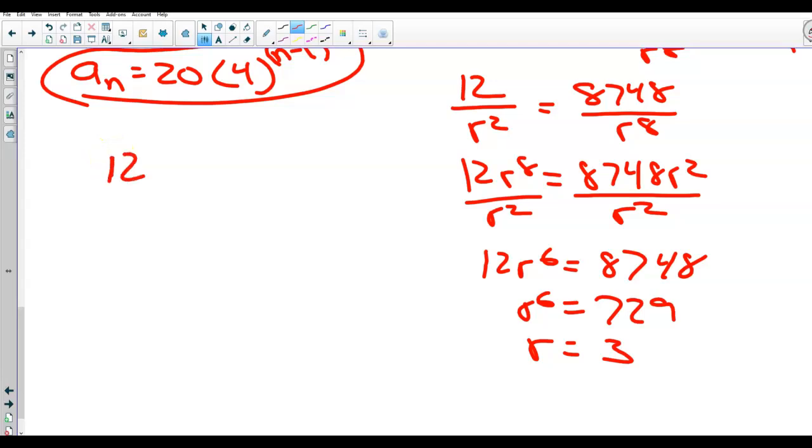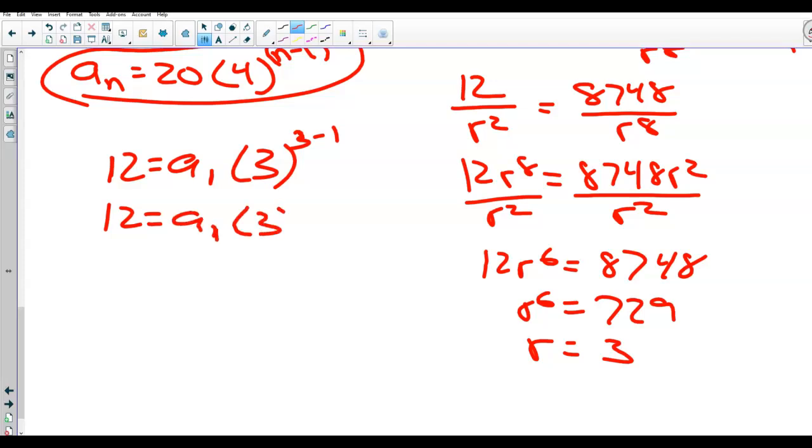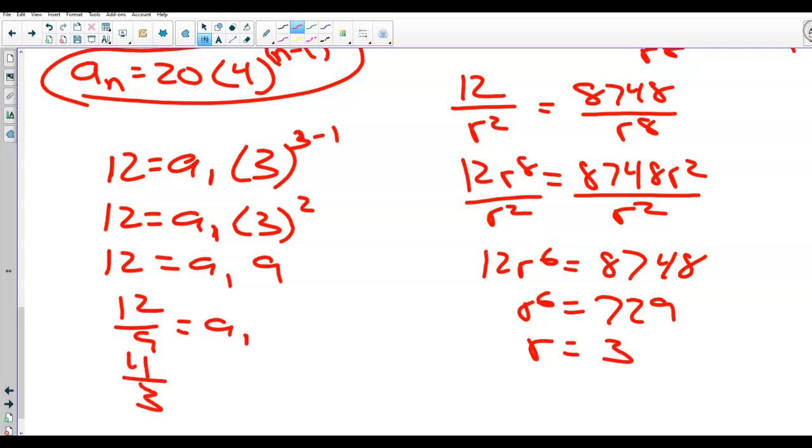Okay, so 12 = a_1 · 3^(3-1). So we have 12 = a_1 · 3 squared. 3 squared is 9. So we have 12 over 9 equals a_1. There we go. And my 4/3 equals a_1. And now we just plug in. a_n = 4/3 · 3^(n-1).